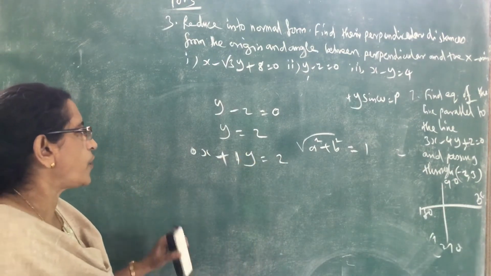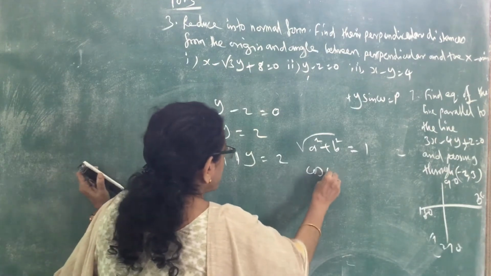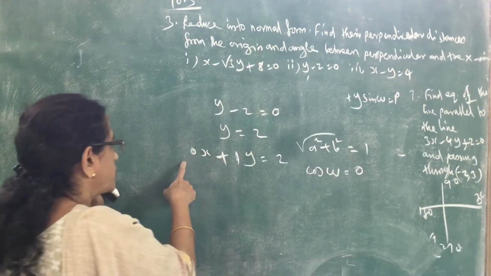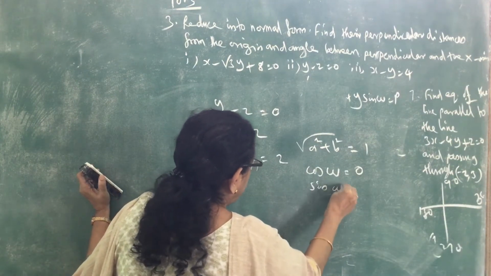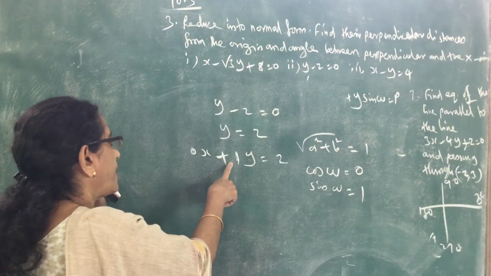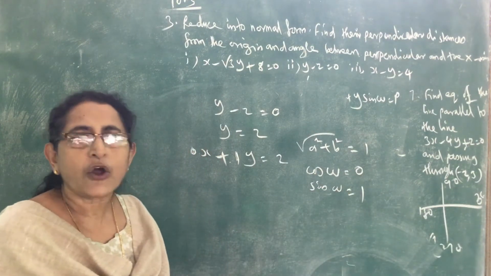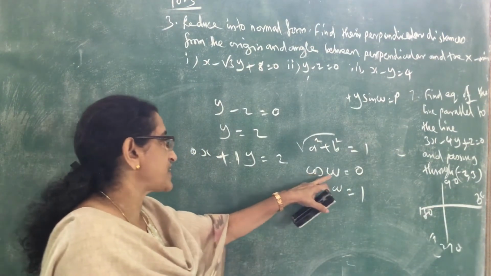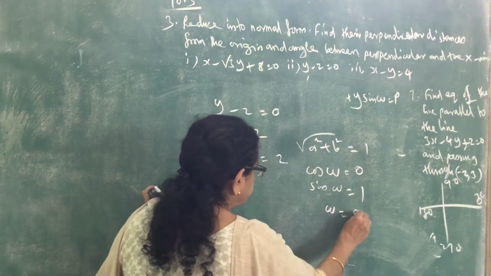Now we want to know what is cos omega. Cos omega equal to 0, the coefficient of x. Sin omega equal to 1, the coefficient of y. So cos omega is 0 and sin omega is 1. What is that omega? Omega is 90 degree, because cos 90 is 0 and sin 90 is 1.